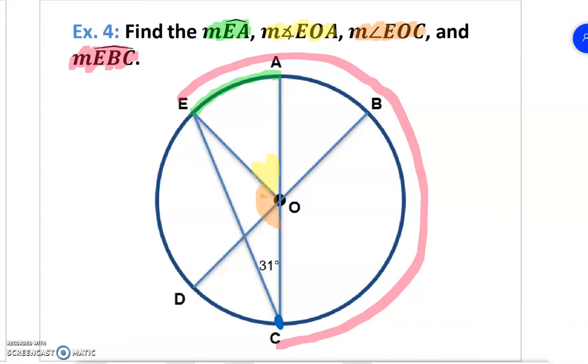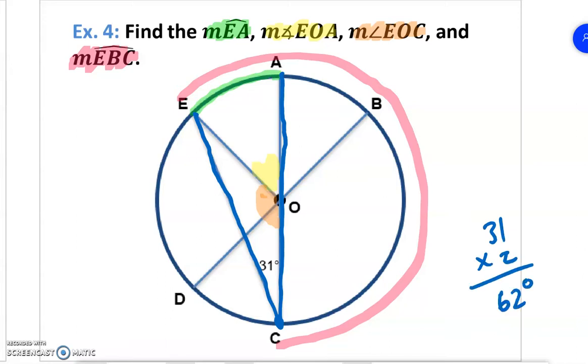So notice how this inscribed angle is intercepting arc EA. As you can see, arc EA, right? Which means that arc EA is twice the amount of that inscribed angle. 31 times 2 is 62 degrees, right? So that means that this arc right here is 62 degrees. Because remember, this inscribed angle right here is half of the amount of that arc, right? So we just do 31 times 2, and that'll give us that arc.